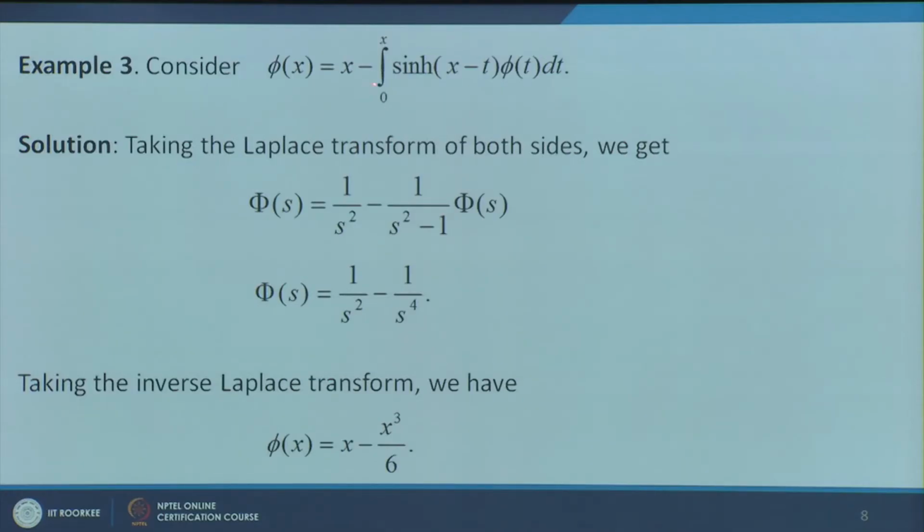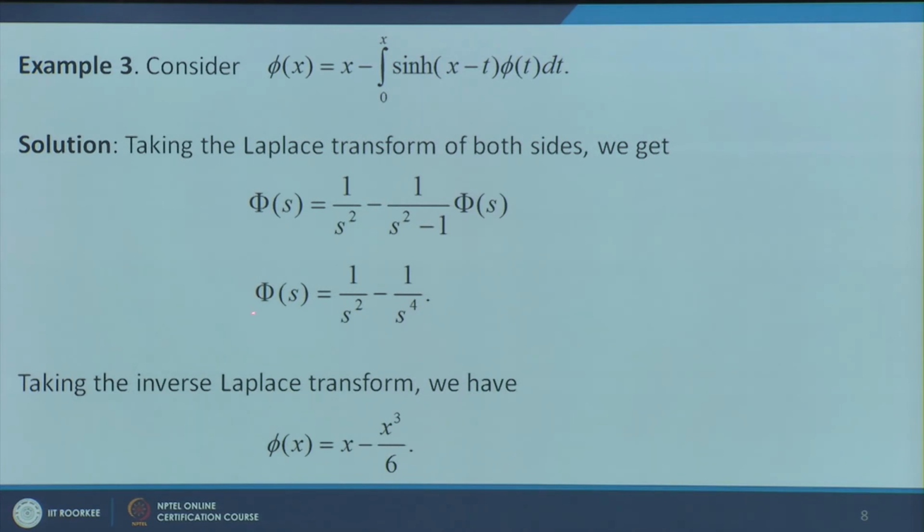Phi x equal to x minus integral 0 to x sinh(x minus t) phi t dt. When we take the Laplace transform of both sides, the Laplace transform of phi x is phi s, the Laplace transform of x is 1 over s square, minus the Laplace transform of sinh x, which is 1 over s square minus 1, into the Laplace transform of phi x, which is phi s. So we can then collect the coefficient of phi s, which is 1 plus 1 over s square minus 1, and then divide by the coefficient of phi s. So we get phi s equal to 1 over s square minus 1 over s to the power 4.